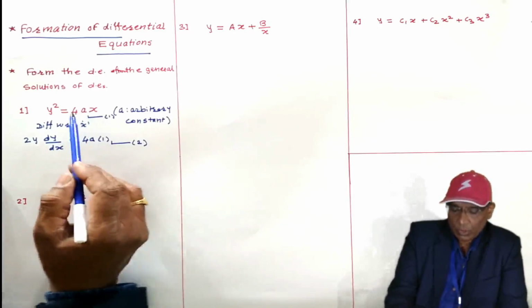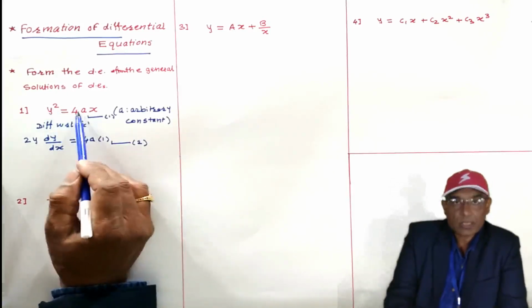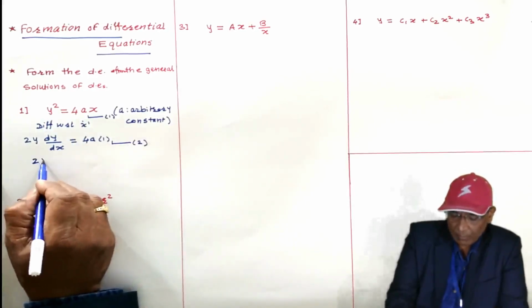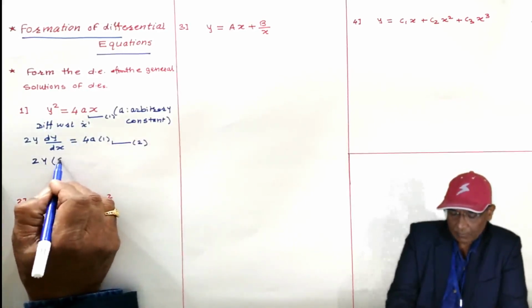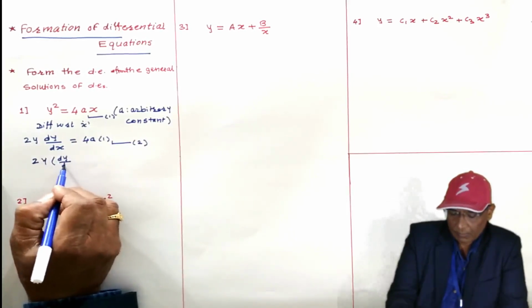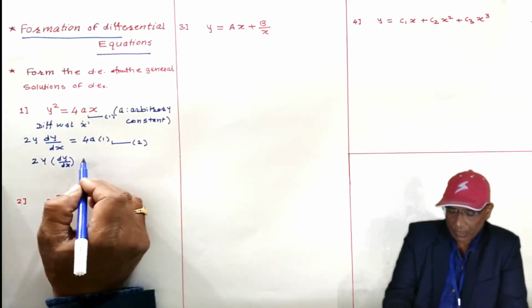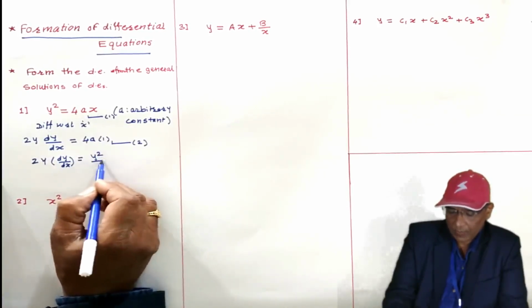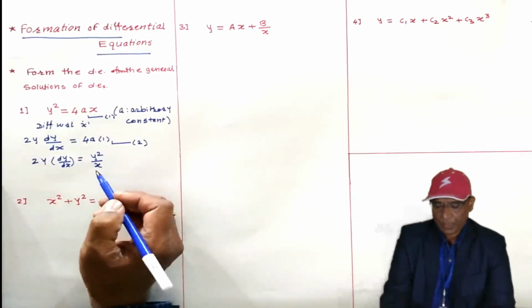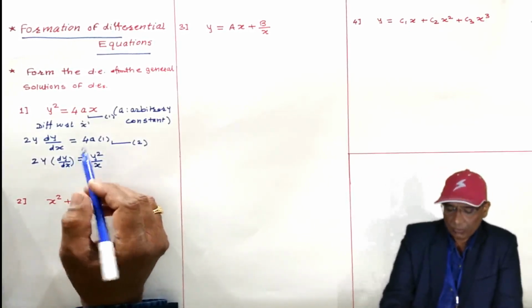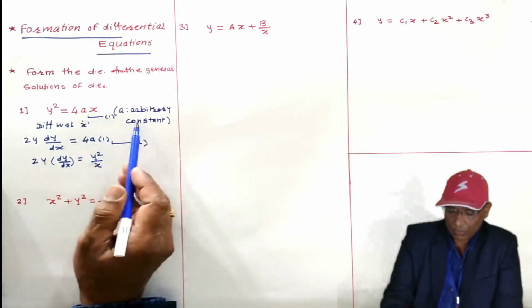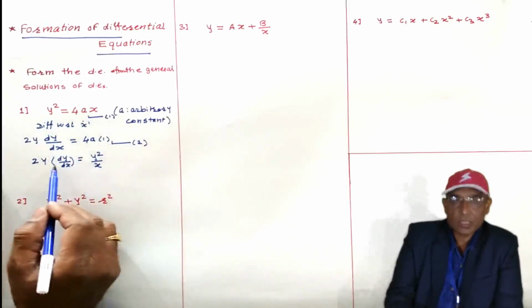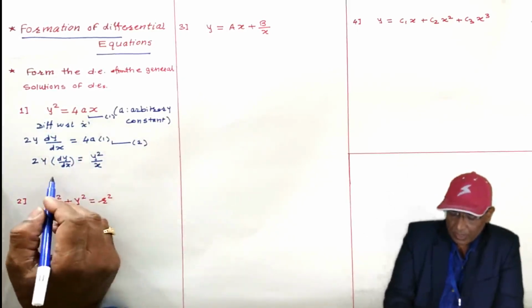So the value of 4a is y square by x. This value of 4a I am putting. What is the value of 4a? y square by x. Now, here we have removed the arbitrary constant a. This is the differential equation.